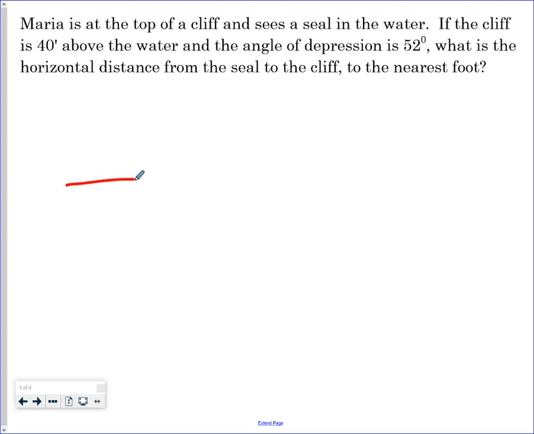So I've got a cliff, I've got water, I've got a seal in the water. Person, I'm saying she's laying down looking over the side because they didn't tell me how tall she was. Do you see what I'm saying? The acrobat, they told me, was 5.5 feet tall, so I had to include that height in my height. But here they didn't tell me how tall they were, so I'm just guessing she's laying down. Does that make sense to you?